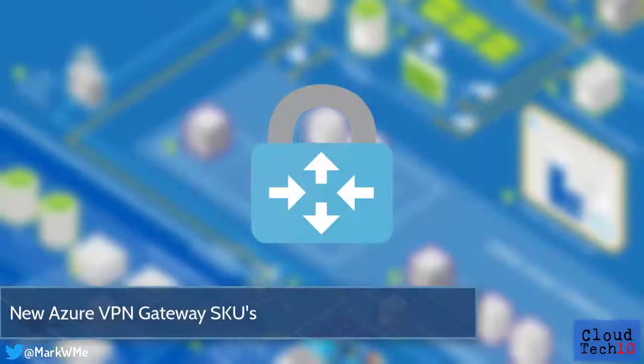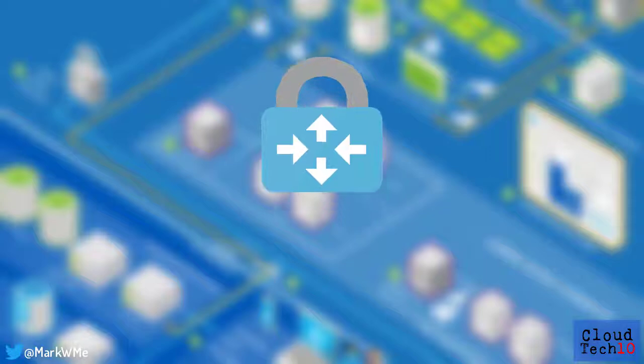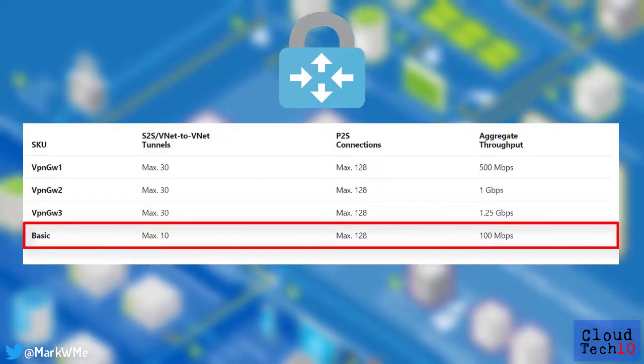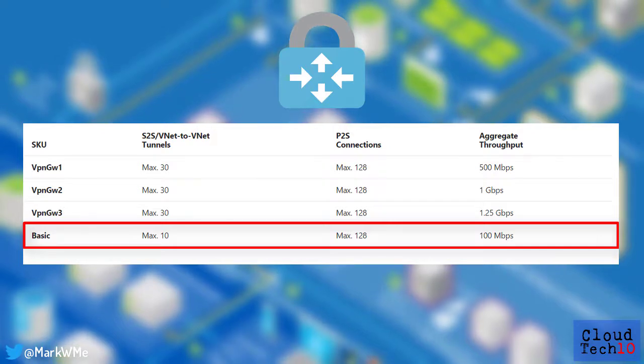New VPN gateways have been added, providing better performance, improved SLAs, and custom IPsec IKE policy selection. The basic VPN gateway remains the same with up to 100 megabits per second throughput. This VPN is best suited for non-production or development and test environments.